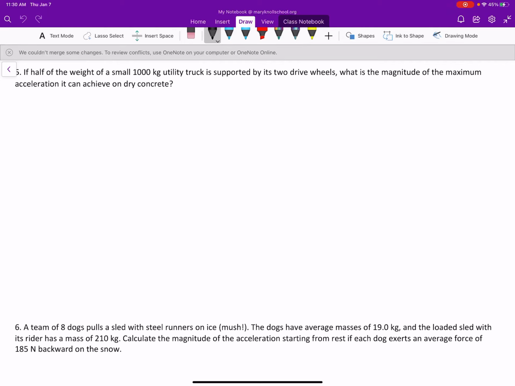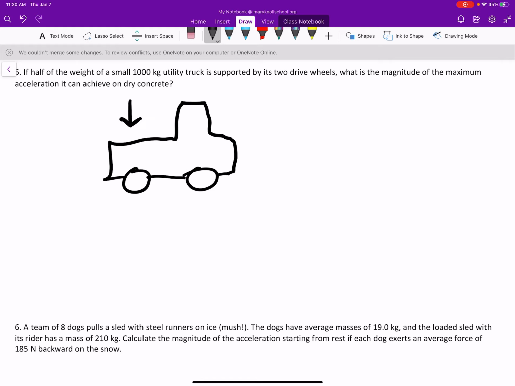All right, let's look at this one with the truck. Let's imagine a truck here. It said half the weight's on the rear and half the weight's on the front. So we'll draw here 500 kilograms, and here 500 kilograms. And that's for each of these wheels.